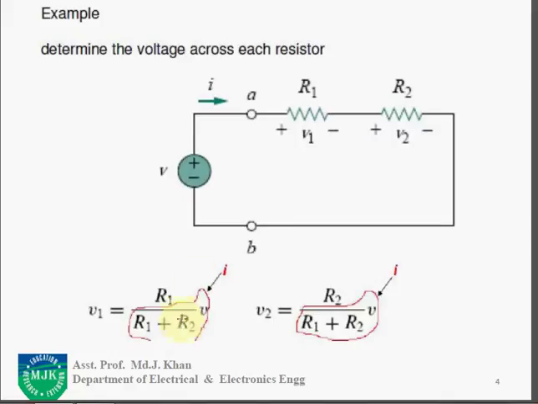Similarly, we can find the voltage drop across the second resistance by using the formula I into R2, but I is actually the full voltage upon the full resistance connected in series. So similarly we can find V1 and V2, meaning the voltage across R1 and R2.